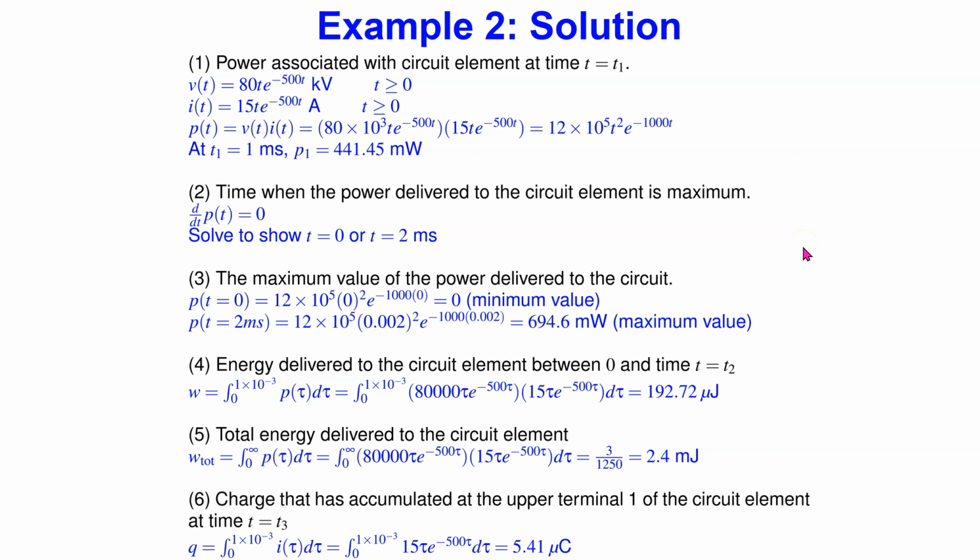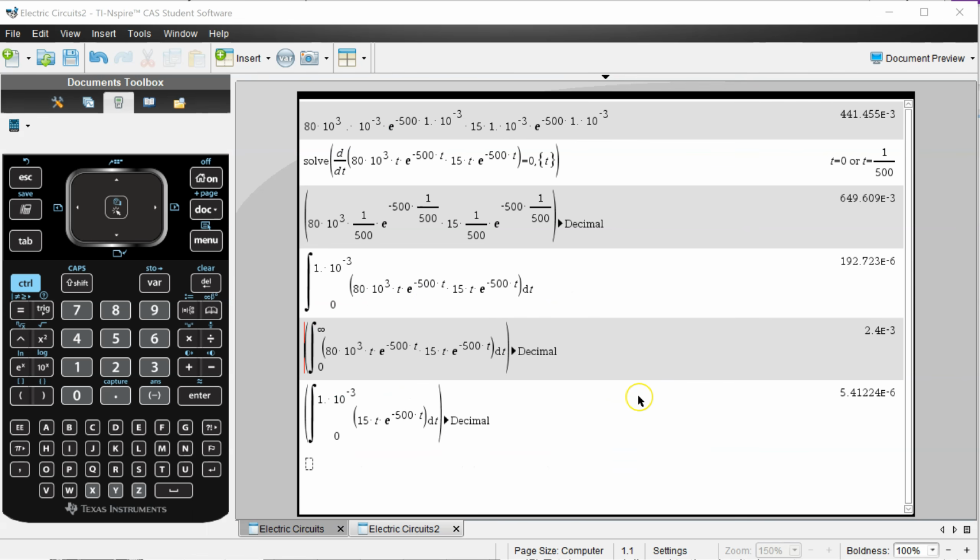The complete mathematical solution is illustrated here. In this case, we get two solutions for the time, and the maximum value of the power occurs at time 2 milliseconds and has a value of approximately 695 milliwatt. Also, the total energy delivered is 2.4 millijoules. All these calculations can be carried out using a programmable calculator. Please pause the video now if you wish to study this in more detail.